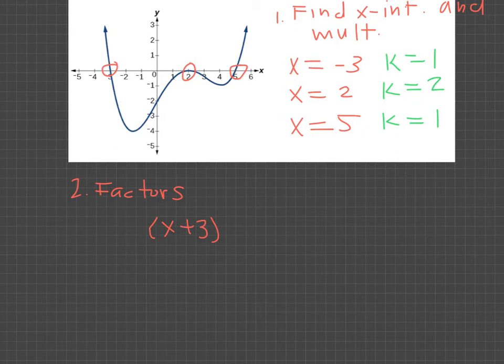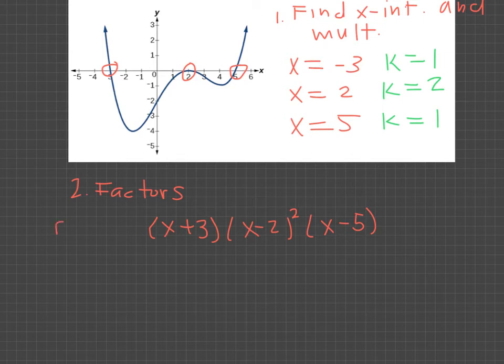And for x equal to 2, the factor is x minus 2. Right? If we set that equal to 0 and solve for x, we would get 2. Multiplicity is 2, so we put that exponent of 2 on there. And then x equals 5, that comes from the factor x minus 5. And again, we have multiplicity of 1, which we don't really need to put there.